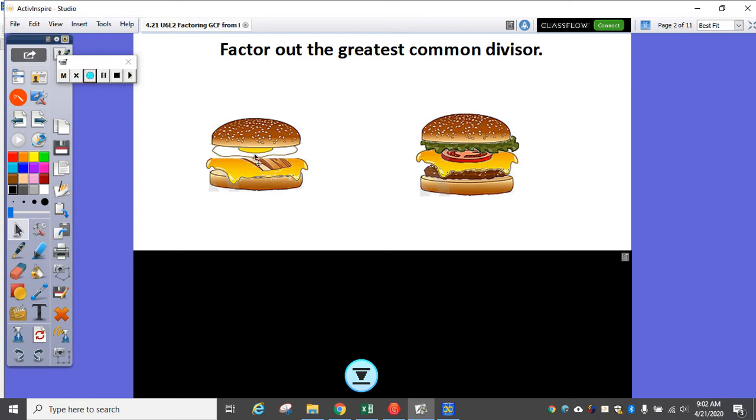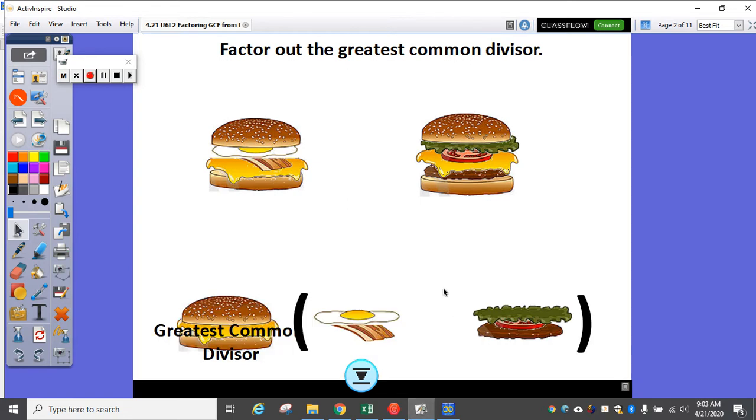So if I took that out of both of those sandwiches, that's what we're doing. We're taking out the common element that is in both of these sandwiches. They both have buns, they both have cheese. What do you have left over? If I take that out, in the first sandwich, I have an egg and bacon. The second sandwich, I have left lettuce, tomato, and burger. That's what we're doing when we're factoring out the greatest common divisor, or factor, in both of these: we're taking out what they both have in common.